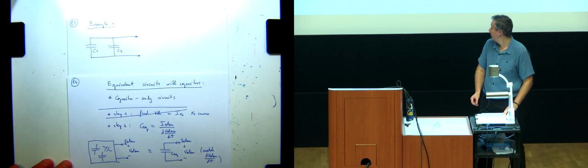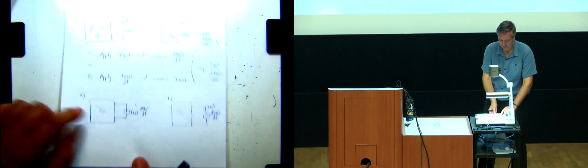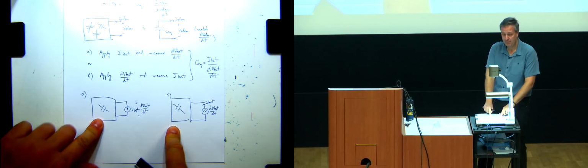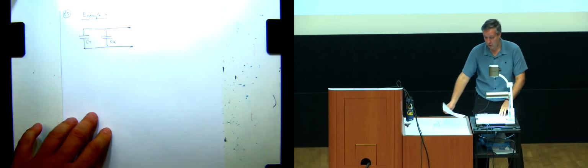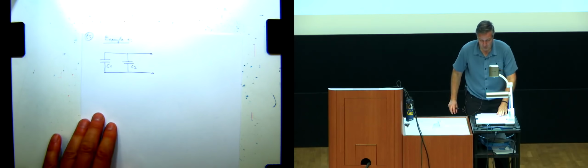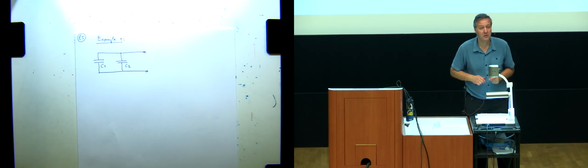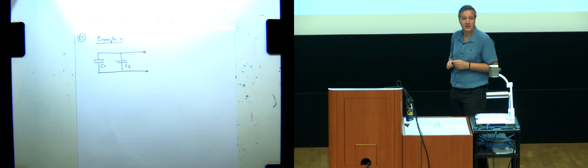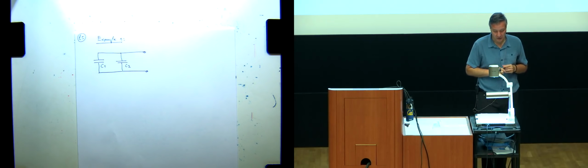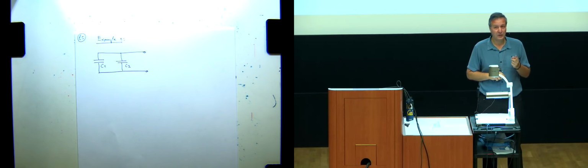Like, I guess, method A or method B? That's the question. Should I apply current or should I apply voltage? Derivative. Yes. Okay. You say voltage derivative. Why is that?